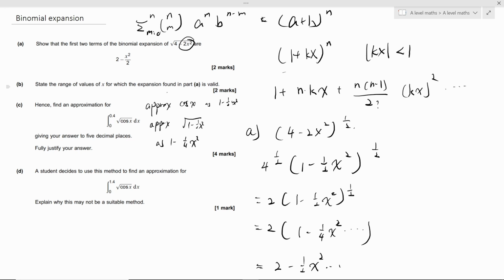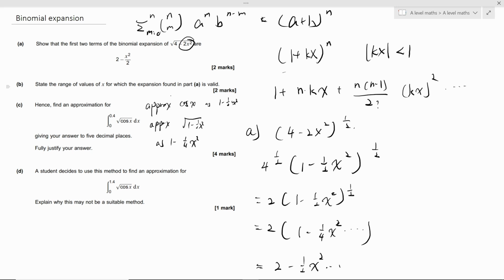Now, moving on to part D. A student decides to use this method to find an approximation for the square root of cos x between the range of 0 and 1.4. Explain why this may not be a suitable method.